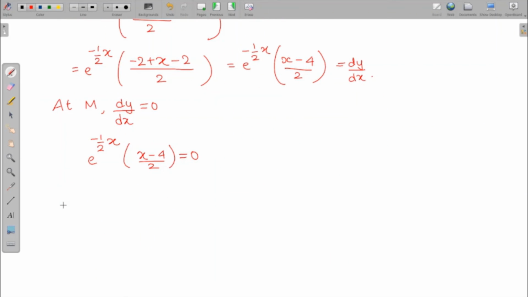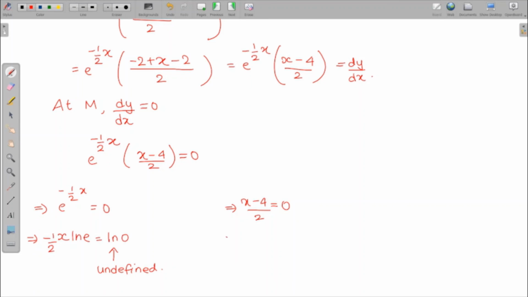So now we can write e^(-x/2) equal to 0 and (x - 4)/2 equal to 0. Here if we take ln on both sides, this will be -x/2 ln e equal to ln 0, and if you check you will see that ln 0 is undefined. So that is why we cannot have a value of x from here. It will be a very large value.